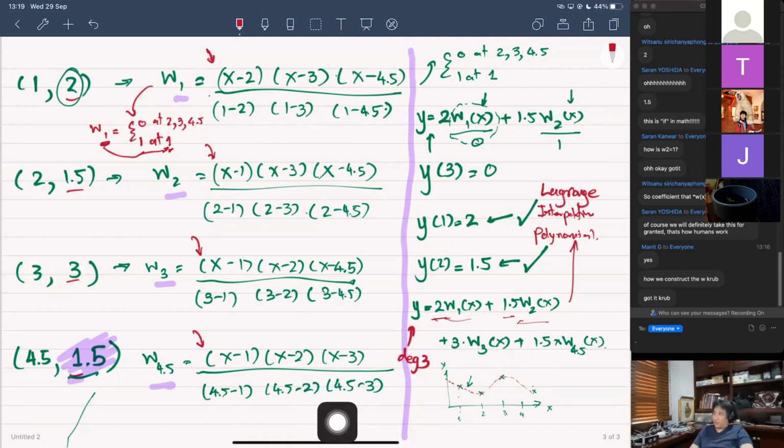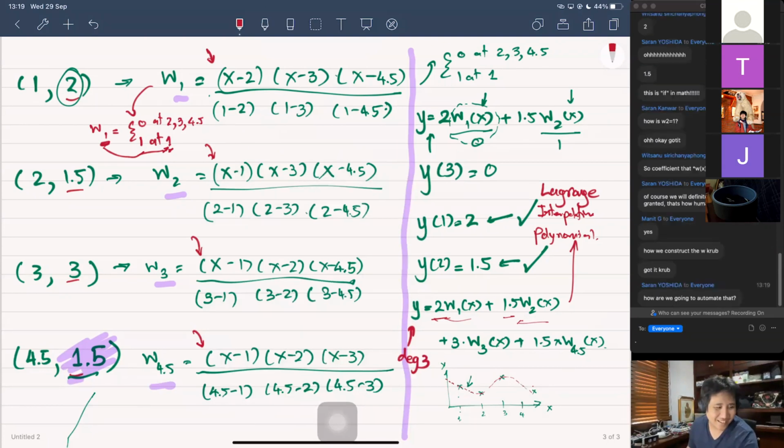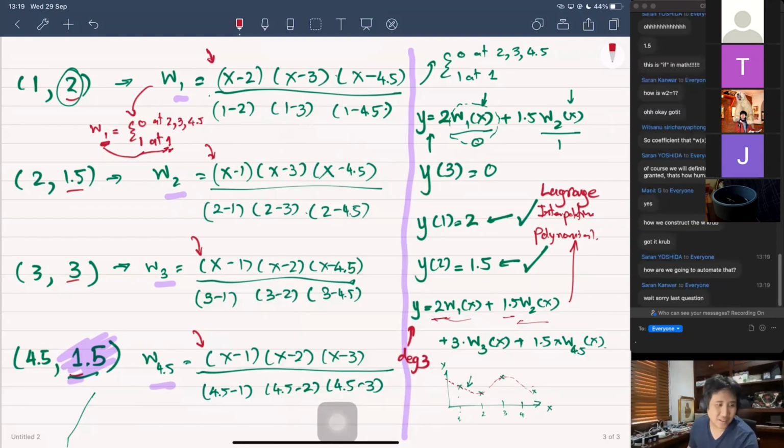Okay, so if there is no other question, then let's go to our notebook, which I haven't loaded. Let me load it real quick. Or maybe I have it already. I don't know. What's up, Saran? How are we going to automate that? Yes, you're gonna see. I'm gonna teach you the basics, and then you're gonna fill out the rest. What's up, Saran? The other Saran.